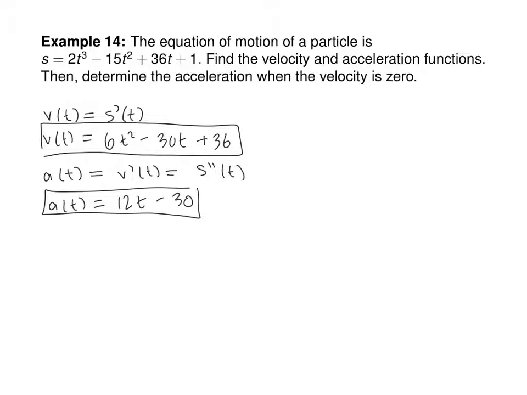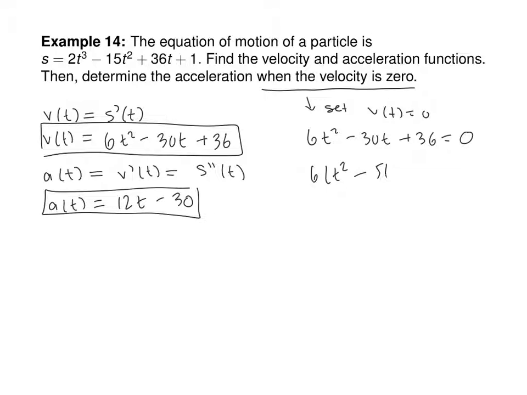All right. The last part of the question says, determine the acceleration when the velocity is 0. So first you must figure out when the velocity is 0. So this means set v of t equal to 0 and solve. So 6t squared minus 30t plus 36 equals 0. And I hope to God there's a greatest common factor, which there is, right? 6 times t squared minus 5t plus 6. So how does that factor?